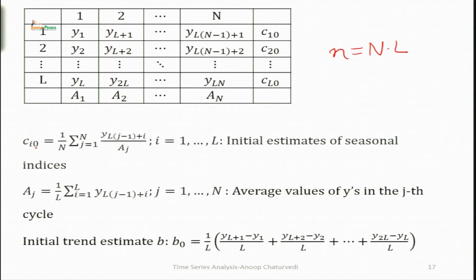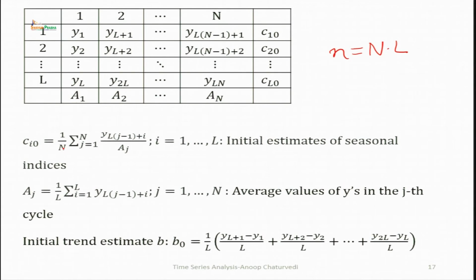Then you take C_i naught equal to 1 upon N summation j equal to 1 to N y_{L(j-1)+i} upon A_j, and A_j is equal to 1 upon L summation i equal to 1 to L y_{L(j-1)+i}. So, basically A1 is the arithmetic mean of this first column, means suppose here you have different years, then A1 is the mean for the first year, A2 is the mean corresponding to this column, and so on.